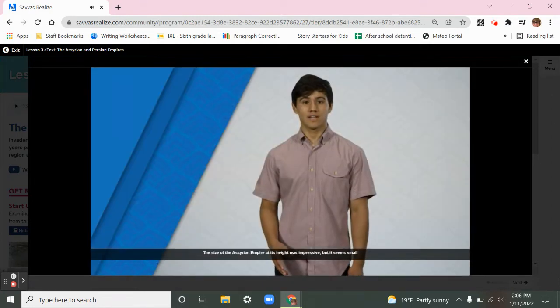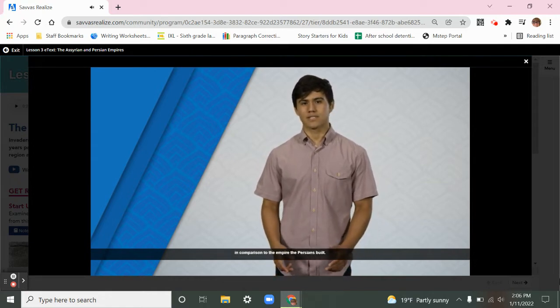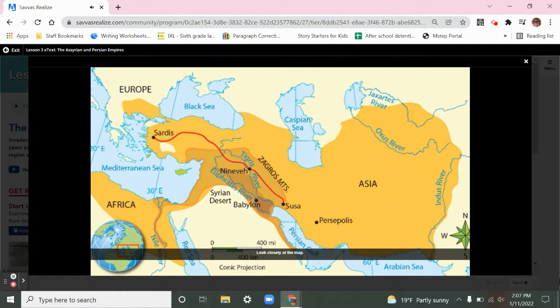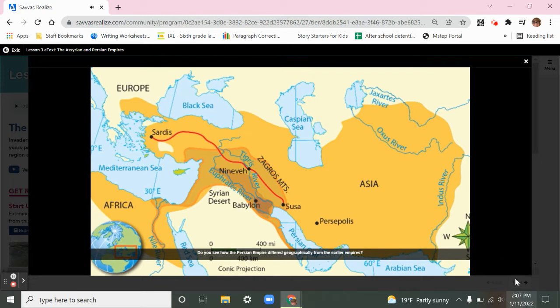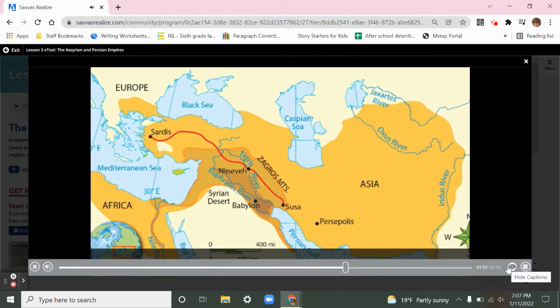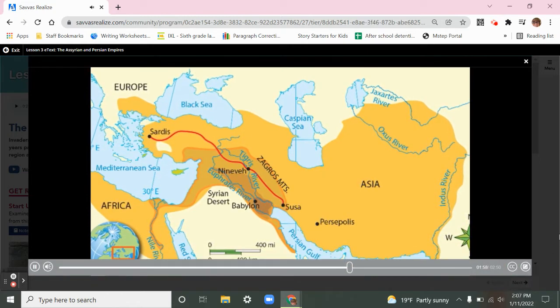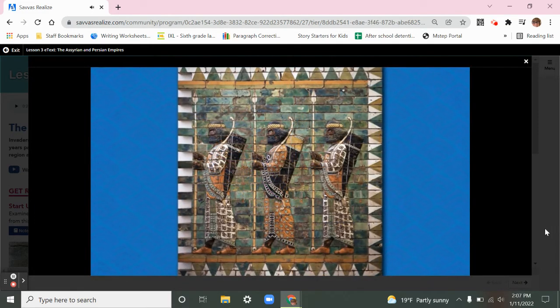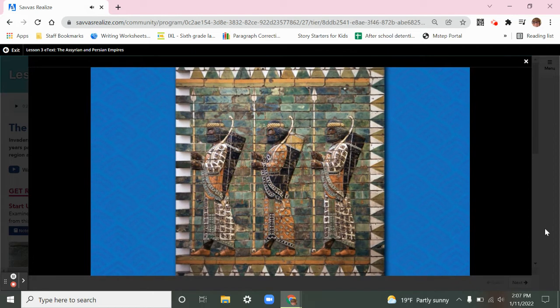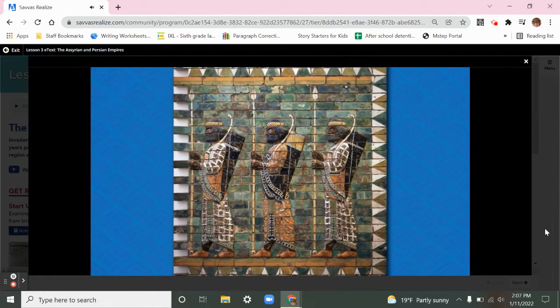The size of the Assyrian Empire at its height was impressive, but it seemed small in comparison to the empire the Persians built. Look closely at the map. Do you see how the Persian Empire differed geographically from the earlier empires? It included vast areas of land that were not near major sources of water. It's not hard to guess the secret to the Persian success. Once again, they had a superior military.